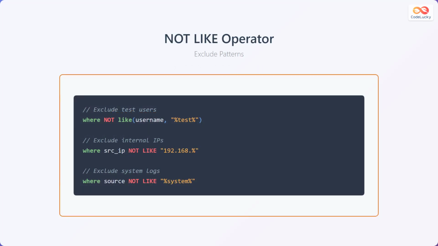Sometimes you need to exclude patterns rather than include them. The not like operator is perfect for this. To exclude test users, use where NOT like(username, "%test%"). For excluding internal IP addresses, use where src_IP NOT like "192.168.%". To filter out system logs, use where source NOT like "%system%".